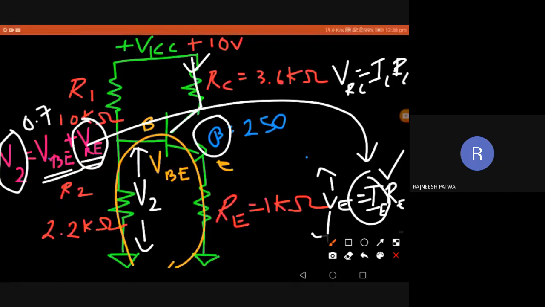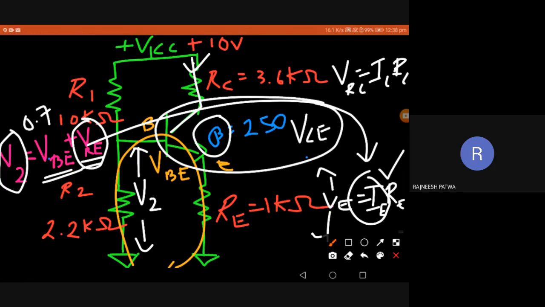So when you have that, we got VRC and VRE, the voltage drop across RC and RE. The rest of the voltage drop of the input 10 volt will be dropped across VCE. Okay, we got VCE also. IB we know already: IE minus IC equals IB, or IE equals IB plus IC, whatever. So this is the way.